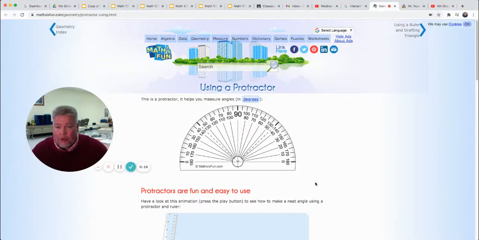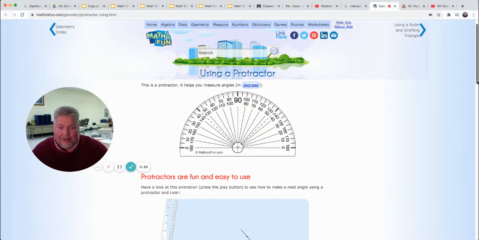You may not have a protractor at home, so I can't give you an assignment where you're going to measure angles, because you might not have a protractor at home. But there are a couple of good websites that we can look at to practice using a protractor. So that's what I'm going to have you do today. The first one is this.